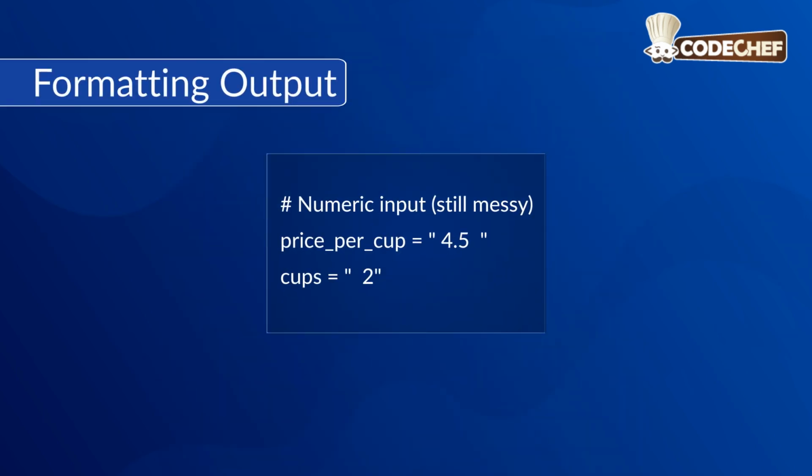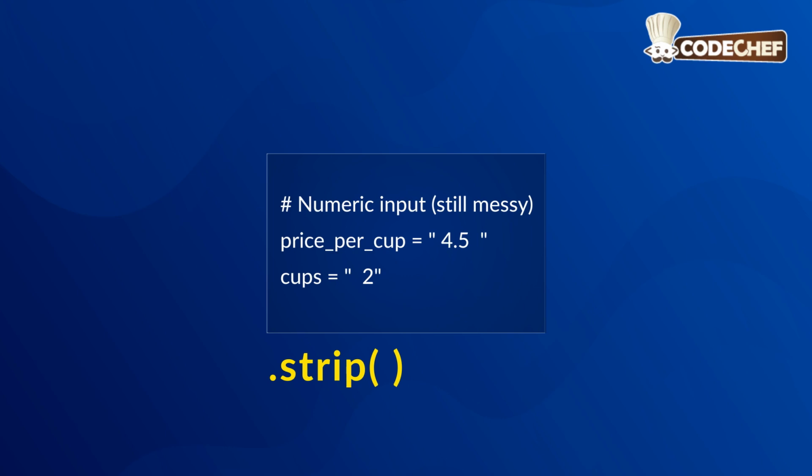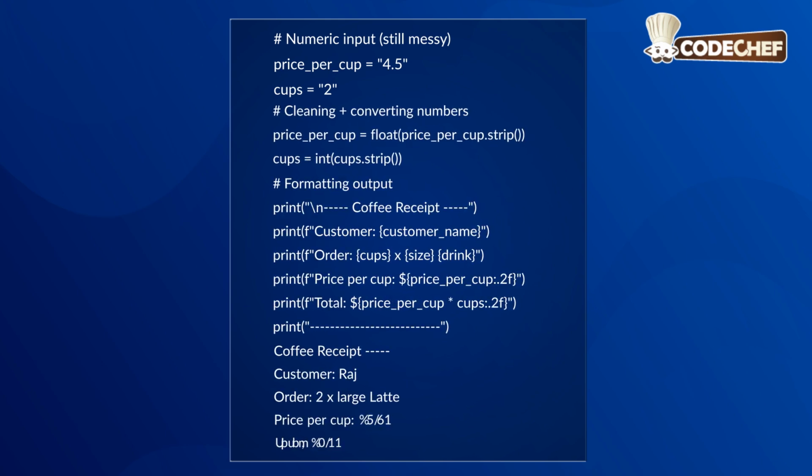In this example, our goal is to take messy user input, clean it, and then format it into a professional-looking coffee receipt. First, we declare price per cup as the string " 4.5 " and cups as the string " 2 ". Notice both have unwanted spaces. Next, we use .strip to remove those spaces. So " 4.5 " becomes "4.5", and " 2 " becomes "2". We then convert price per cup to a float and cups to an integer, making them ready for calculations. Finally, we print a coffee receipt using f-strings. The .2f ensures prices are shown with exactly 2 decimal places.